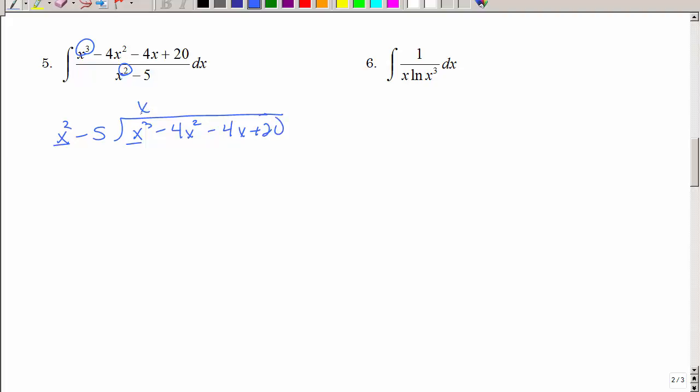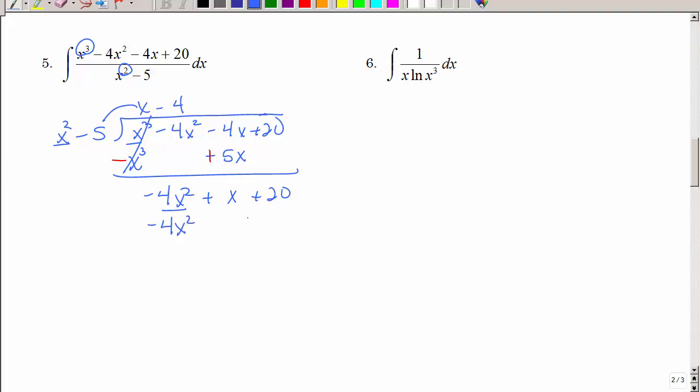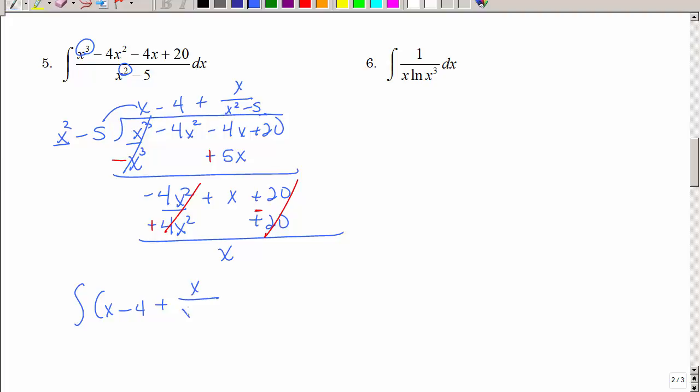Okay, so dividing the first two terms, multiplying by x, so that's x cubed, and that's minus 5x. So again, subtracting, I have negative 4x squared plus x plus 20. So now we need to multiply by negative 4 and subtract. And so I have a remainder of x over x squared minus 5. So now I have this integral of x minus 4 plus x over x squared minus 5 dx.